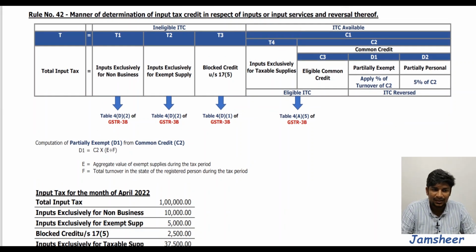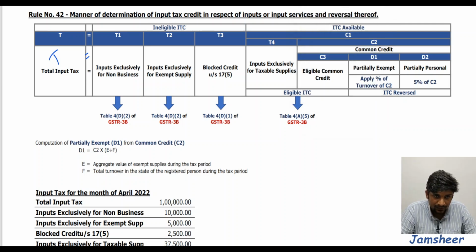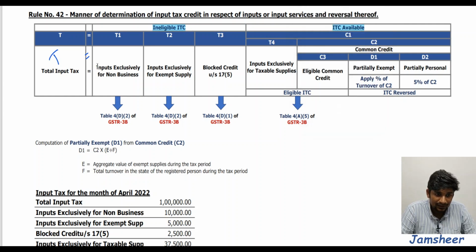Rule 42 consists of ineligible ITC and ITC available. So we can take total input tax credit as T. This is equal to input tax credit available and ineligible input tax credit; it can be categorized into these two. Under ineligible ITC, we can directly consider it as not available.